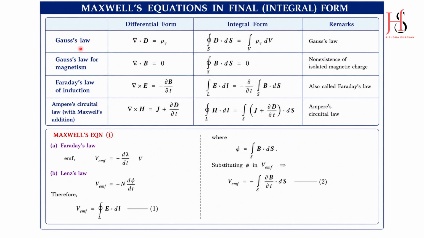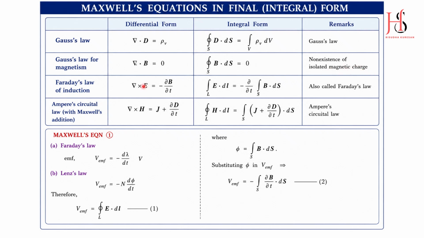Maxwell's first law, which was derived from Gauss's law, is expressed in differential form as del dot D is equal to rho V. The same in integral form is given as the closed surface integral of D dot ds is equal to the volume integral of rho V dV. The remark is that we have derived this first equation from Gauss's law. The second law in differential form is del dot B is equal to 0, and in integral form, the surface integral of B dot ds is equal to 0. It was derived from the non-existence of isolated magnetic charge.